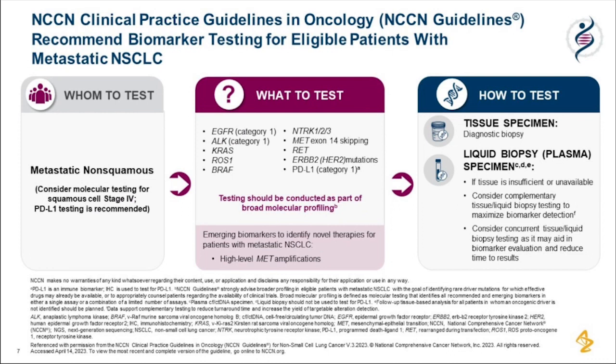So, NCCN clinical practice guidelines in oncology, right? Our NCCN guidelines recommend biomarker testing for eligible patients with metastatic non-small cell. So we look at first, on the left-hand side, whom to test: those with metastatic, non-squamous disease. And then what to test. We've got some familiar names here: EGFR, ALK, KRAS, ROS1, BRAF, right?